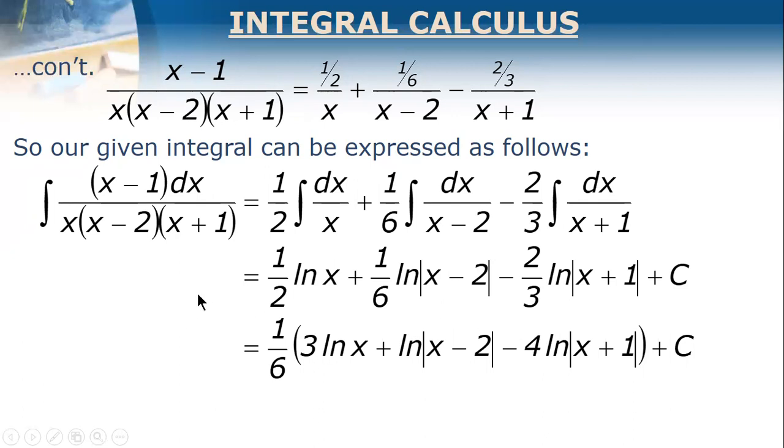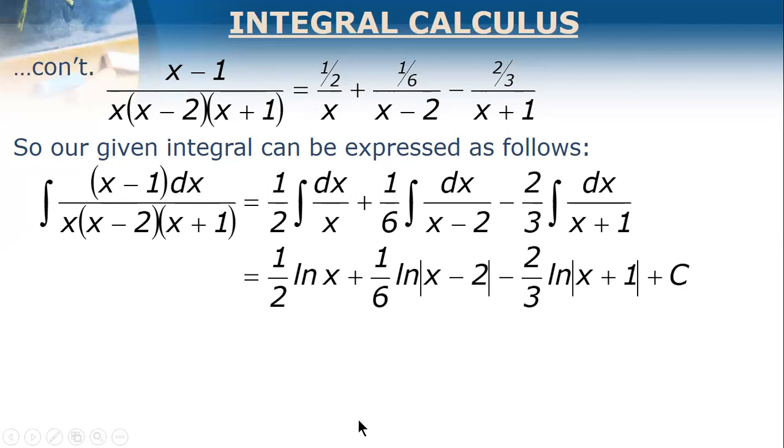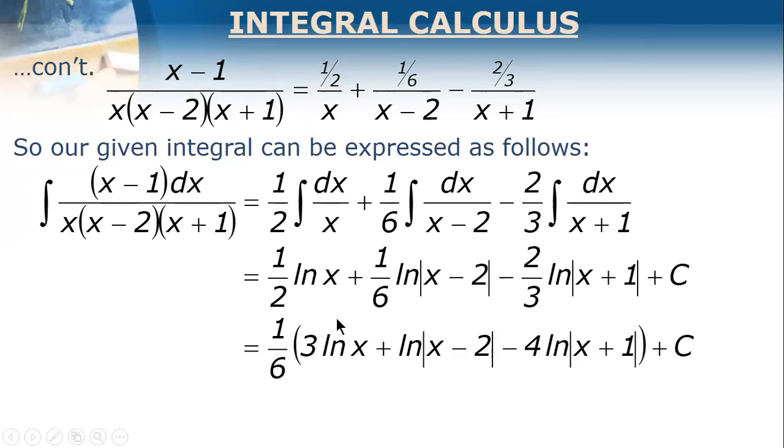Actually, this is already correct. But if you want to combine all of them, then this is what you're going to do. The biggest denominator is 6, so you factor out 1 over 6. So 1 half divided by 1 over 6 is 3. ln x, 1 and 6 over 1 over 6, just 1. 2/3 divided by 1 over 6 is 4.